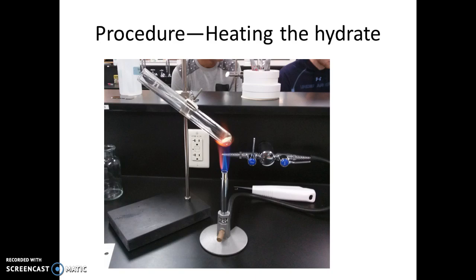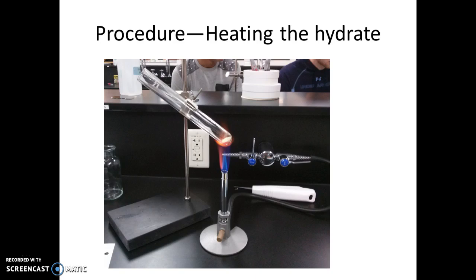The other thing that I want you to notice is, see how the Bunsen burner flame is wrapped around the end of the ignition tube? That's okay. That's something that you probably want when you're heating your hydrate. It's okay to wrap the flame of the Bunsen burner around the tube, or you can think of it as sticking the ignition tube inside the Bunsen burner flame. And this will help you effectively heat your hydrate and drive off all of the water.